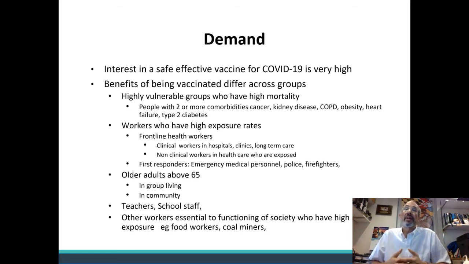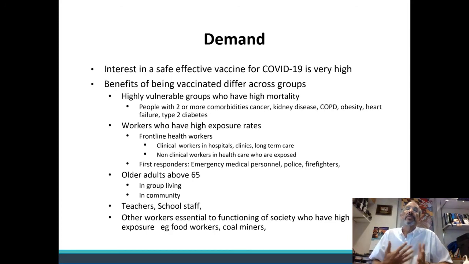In the same category are the people who are outside of clinics, out in people's lives. These emergency medical personnel, police and firefighters have very high exposure rates. Moving down a little bit in benefit levels, we think that just older people, even healthy older people, can be at high risk, especially older adults who are living in group living, in assisted living communities. The rapidity of movement of the virus in those settings has put them at higher risk.